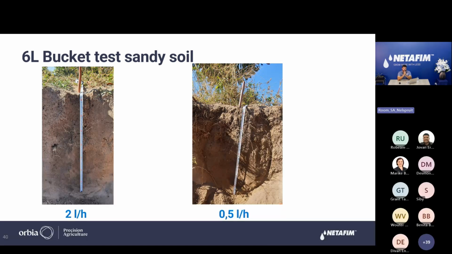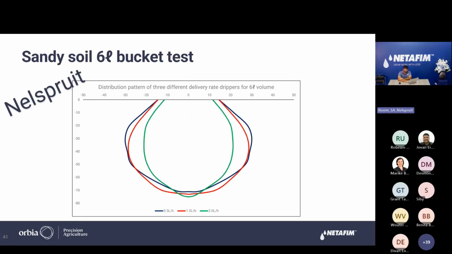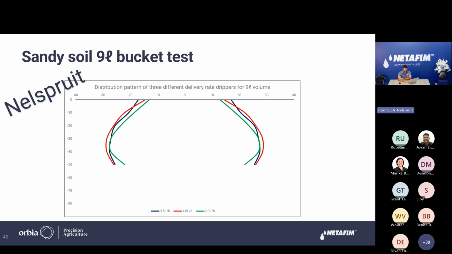There's a darker bit in the middle, a lot deeper water movement on the 2 liters compared to a lot wider that we found on the 0.5, even on a very sandy, highly leached soil. So some tests I did in Nelspruit showing the same thing.